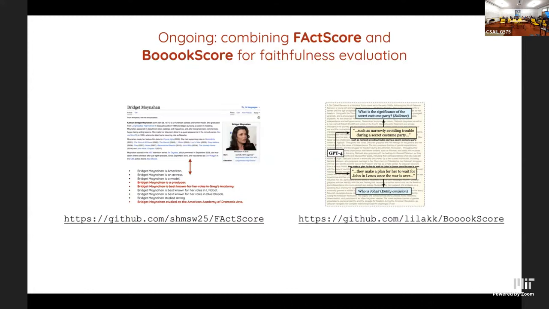Finally, we're now trying to combine this FactScore and BookScore metric together to do a faithfulness evaluation of summarization. Right now we've only evaluated coherence. Faithfulness refers to how accurate the summary is. Are all the events in the summary actually things that happened in the book or not? All right, so maybe I can stop here in case there are any questions on this.